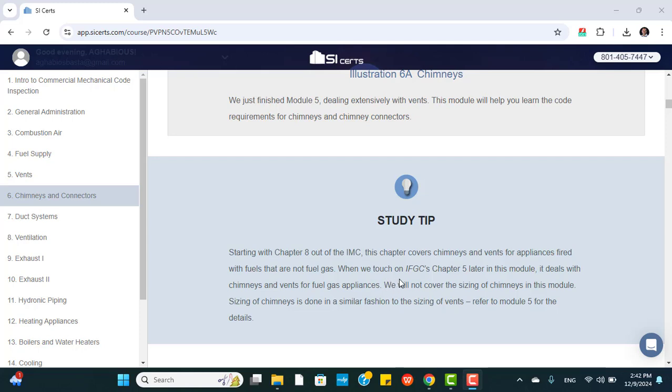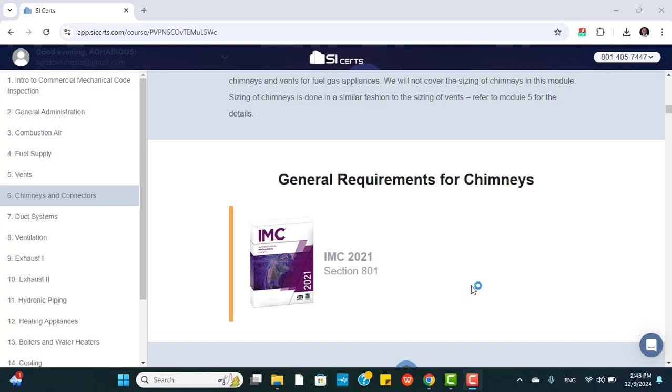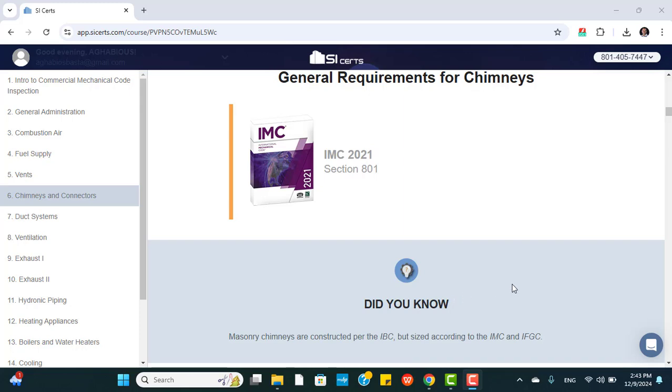When we touch on the International Fuel Gas Code, Chapter 5, later in this module, it deals with chimney and vent of fuel gas appliances. We will not cover the sizing of chimneys in this module. Sizing of chimneys is done in similar fashion to sizing vent. Refer to module 5 for details. General requirements for chimneys: International Mechanical Code 2021 Section 801.